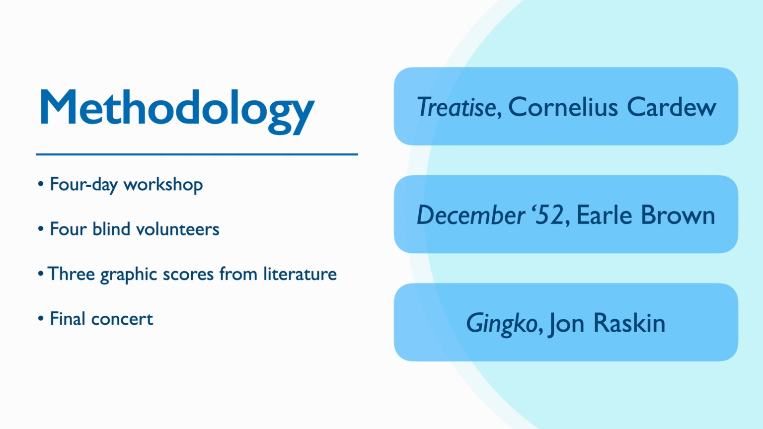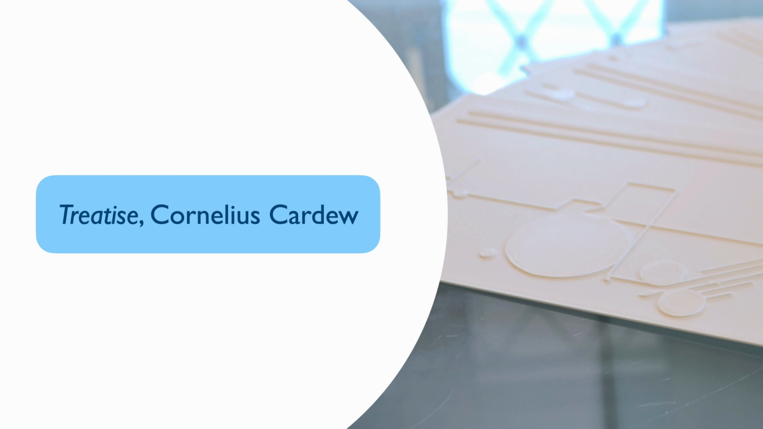During the workshop, we worked on 3 graphic scores from the historical repertoire: a selection of 6 pages from Treatise by Cornelius Cardew, December 52 by Earle Brown, and Ginkgo by John Ruskin. In order to allow the participants to access the graphic repertoire, we relied on 3D printed supports representing the original scores, which they can touch and explore freely.